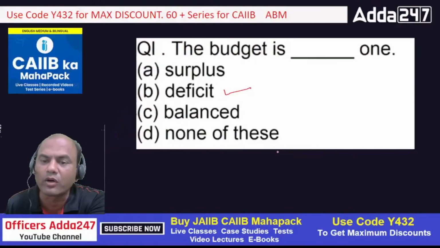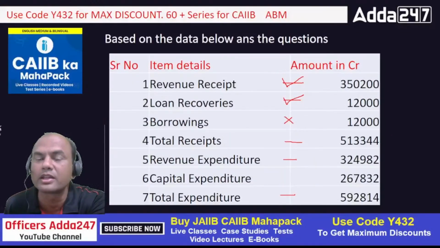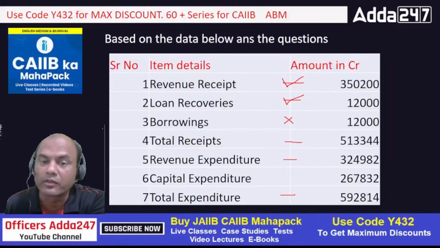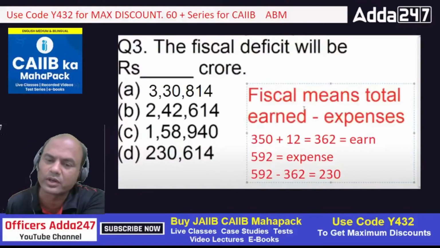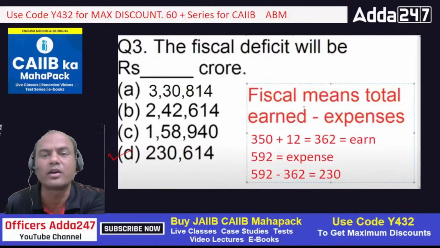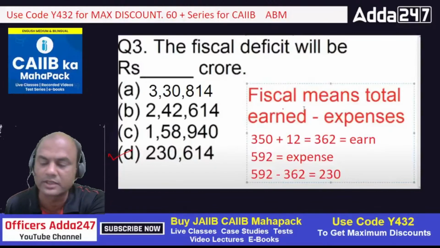See here, I can't take all the receipts over here. I want only whatever I have earned in that year. So remember, revenue receipt plus loan recoveries, only two items you need to add in fiscal. Okay, and expenses simple, expenses whatever you have, 592. Okay, so 362 minus 592, you get it as 230. What is that rough answer? Say this, D, 230. Okay, so that is how we will calculate the fiscal deficit over here. Remember, that is the difference between fiscal deficit and overall deficit.